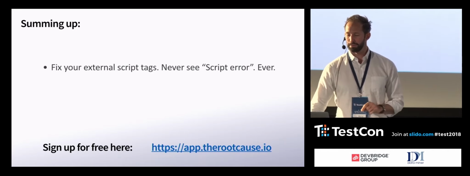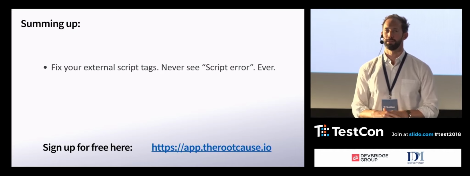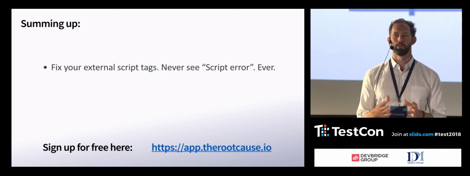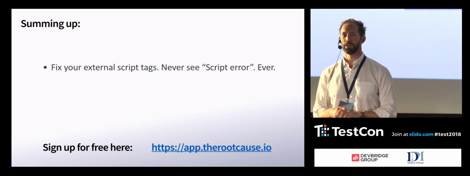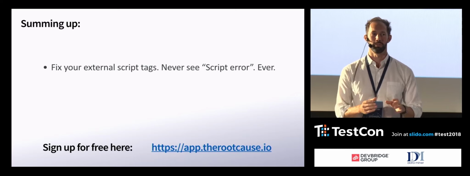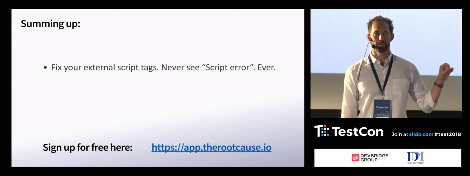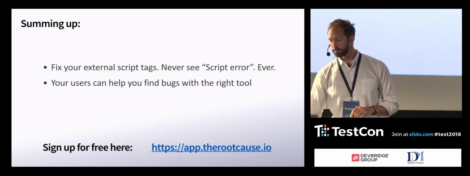So time to sum up. First of all, fix your external script tags so that when there are errors on your website, you don't see just "Script error." You need more than that to be able to realize what went on. If you're using external libraries like Vue.js and you serve them from some CDN, just put this attribute, crossorigin anonymous, and you'll get all the info you need.